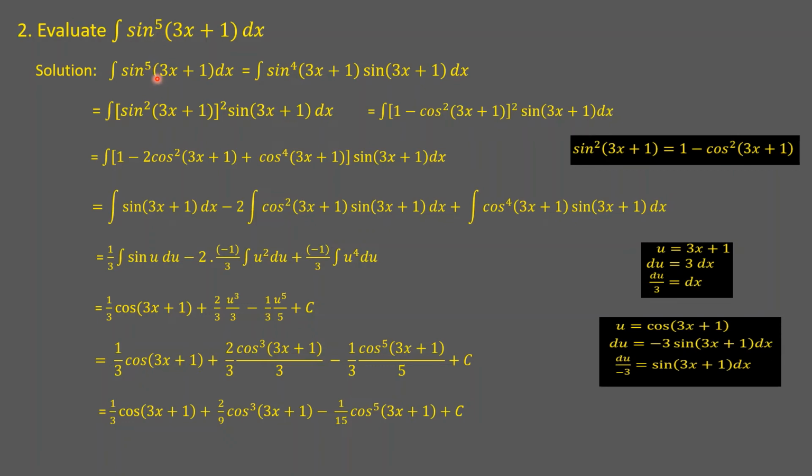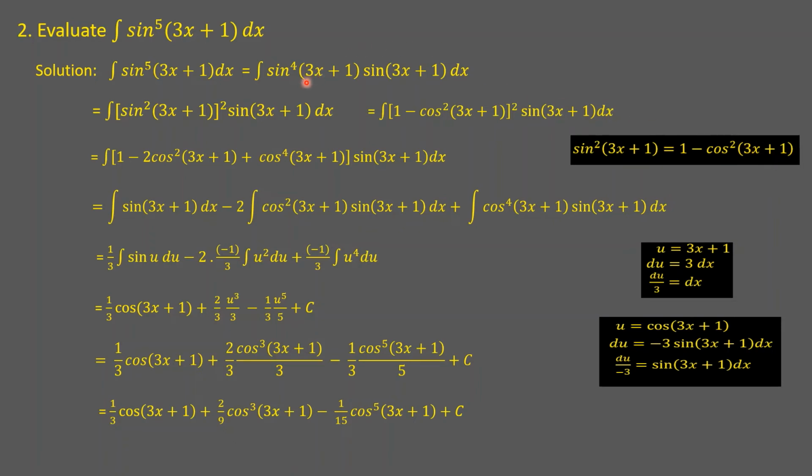Since the exponent is again a positive odd integer, we can apply the transformation by first expressing sine to the 5th of 3x plus 1 as the product of sine to the 4th of 3x plus 1 times sine of 3x plus 1. To this factor, sine to the 4th of 3x plus 1, with an even exponent, we apply the identity where sine squared of 3x plus 1 is equal to 1 minus cosine squared of 3x plus 1.